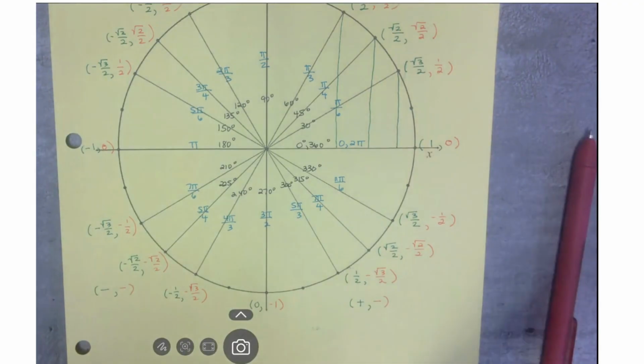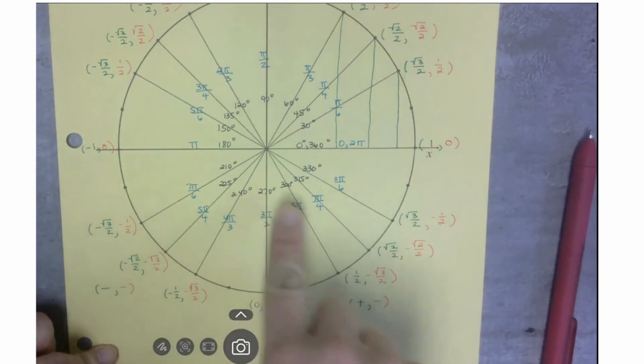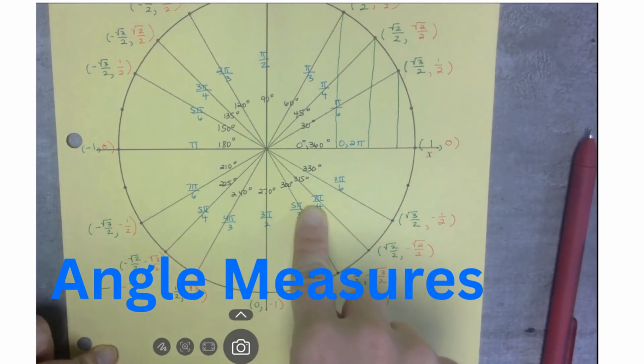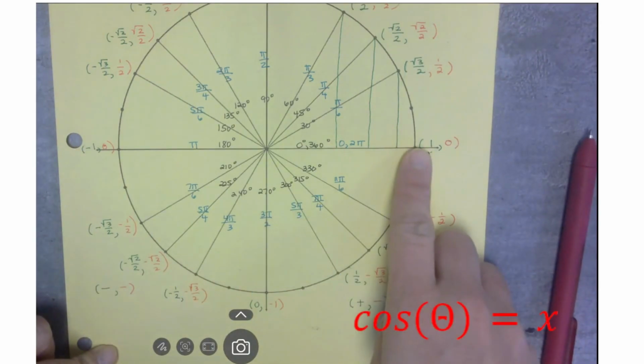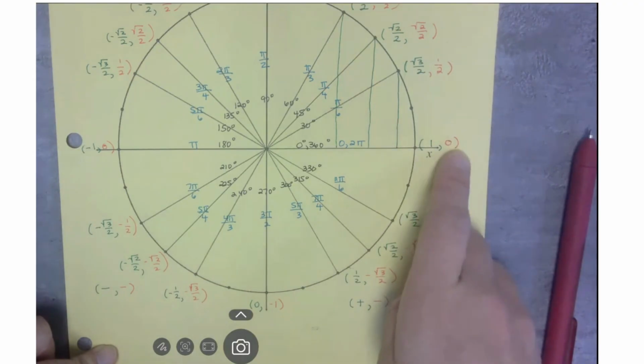So today we completed the degrees, the radians. These are both angle measures. I completed the x values, which are cosine values, and the y values, which are the sine values.